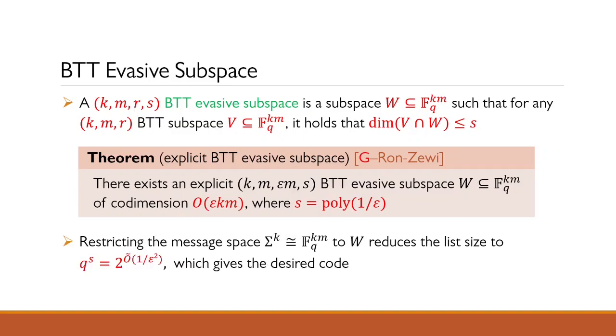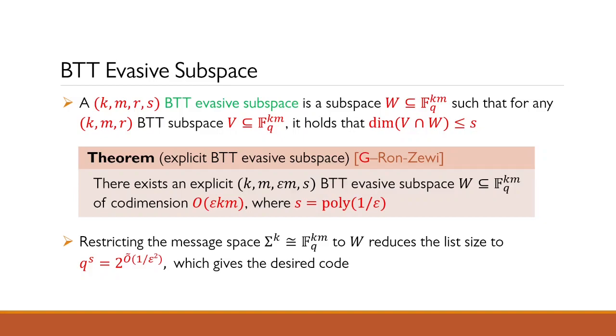And then we restrict the message space of the preliminary code to this BTT evasive subspace W. Such a restriction does not reduce the rate of the code by much, since the codimension is small, and the new code is still capacity achieving, and the list size is reduced to q to the s, which is exponential in O(1 over epsilon squared), as claimed. So everything boils down to proving this claim.